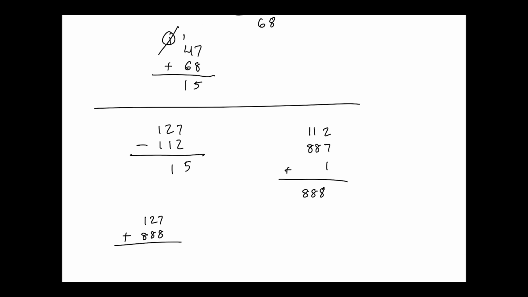Okay. So I'm going to add those. 7 and 8 is 15, carry a 1. 8 and 2 and 1 is 11, carry a 1. 8, 1 and 1 is 10, carry a 1. And what did I say? Ignore anything that carries past the third digit. Why past the third digit? Because I started with 3-digit numbers.